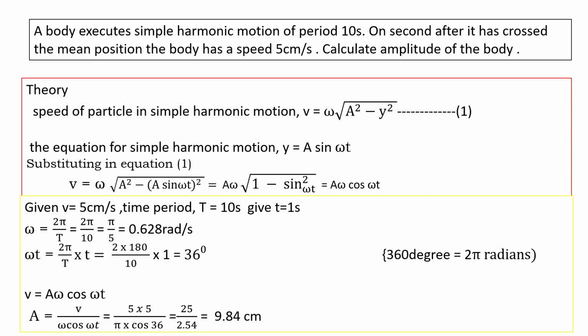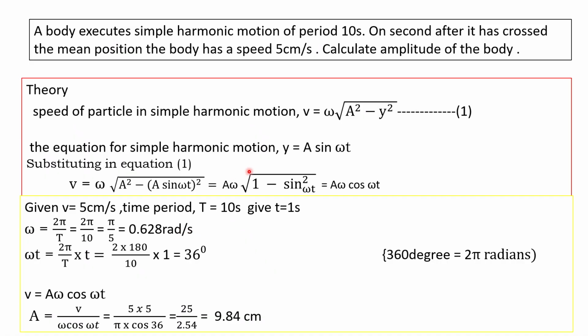Given v is equal to 5 centimeter per second, time period 10 seconds, and time t is equal to 1 second. Omega is equal to 2 pi by T. Here T is 10 seconds, so we can substitute 10 instead of T. On calculating, we get omega is equal to 0.628 radians per second.